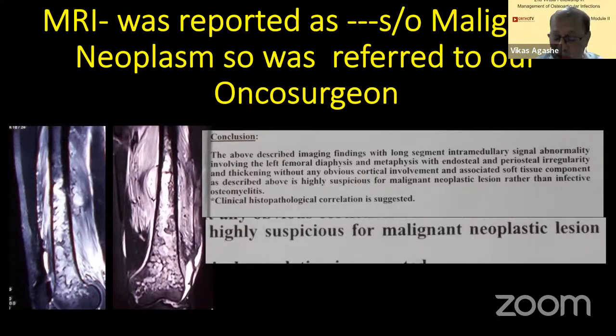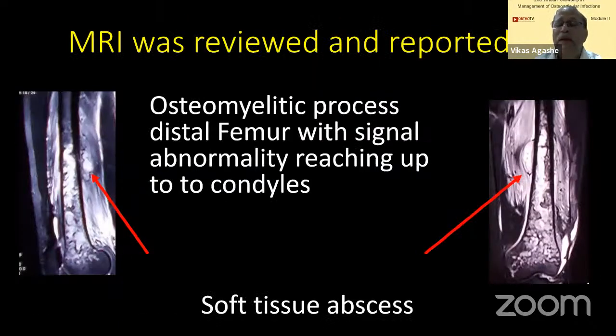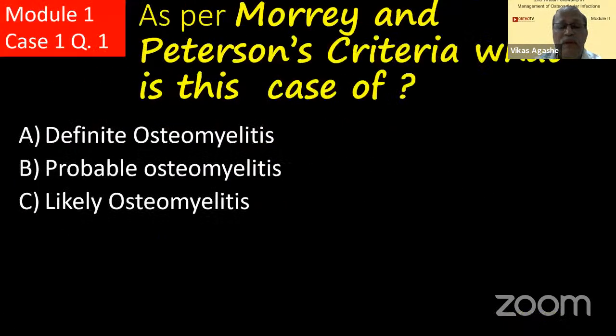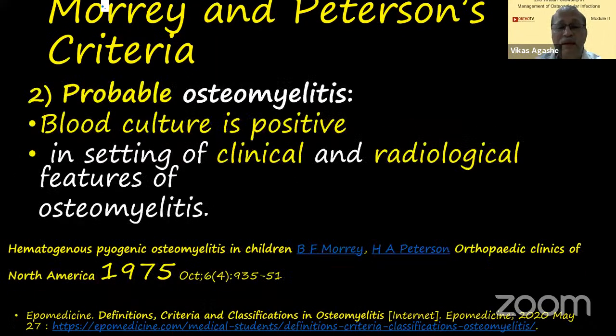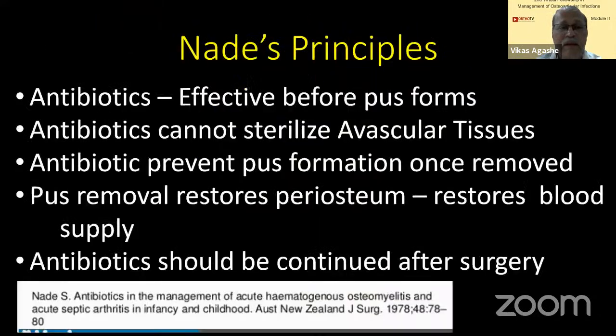Therefore, he was referred to an oncosurgeon. The oncosurgeon felt that it was more likely to be infection. So he put in a J needle, the culture was MSSA, and then he was transferred to me. The MRI consultant reviewed the report and said, no, you are right, this is a soft tissue as well as osteomyelitic lesion. So this fits into definite osteomyelitis. Let's skip all that.